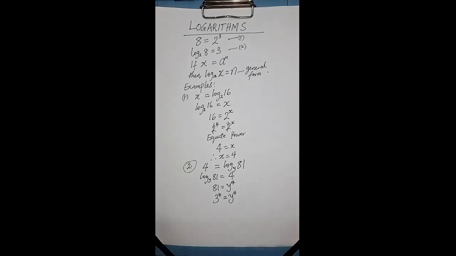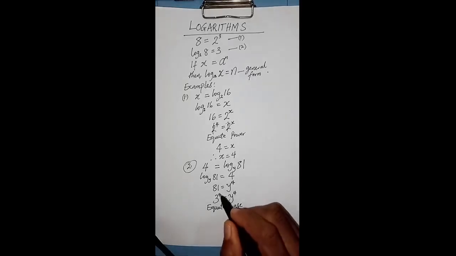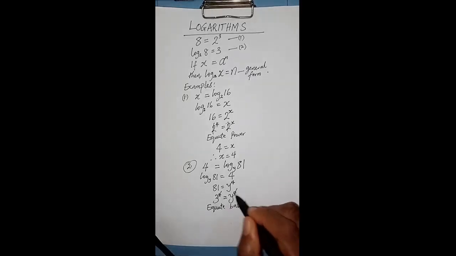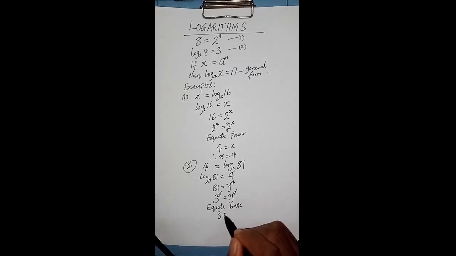So what do we do? In instances like this, it is also possible for you to get your answer. What we'll do this time is equate not powers, but bases, and then cancel out the powers. 3 is equal to y. Therefore, y is equal to 3. Very easy.